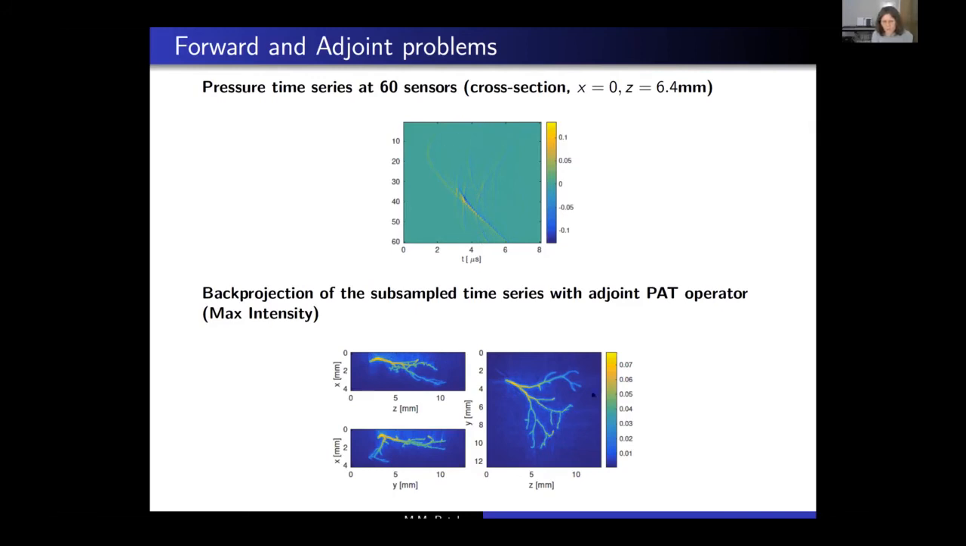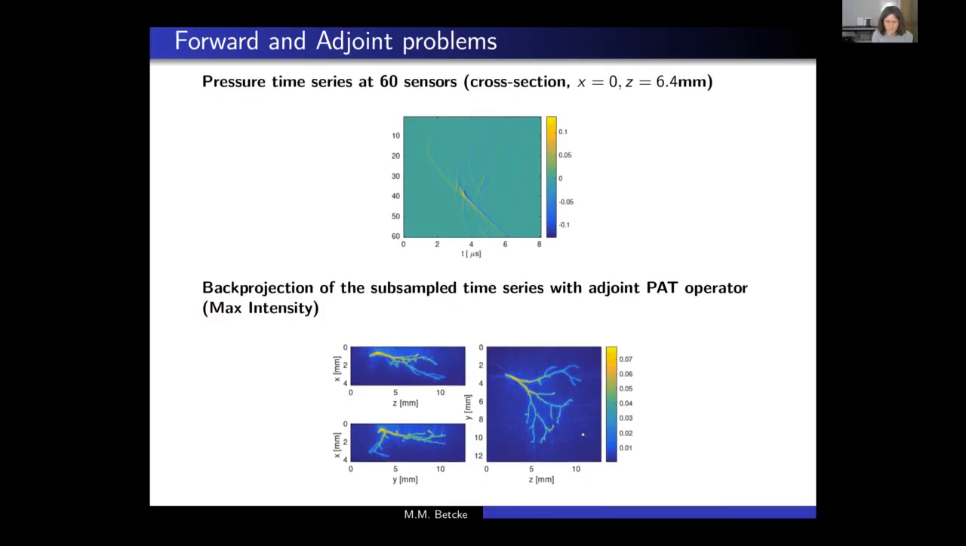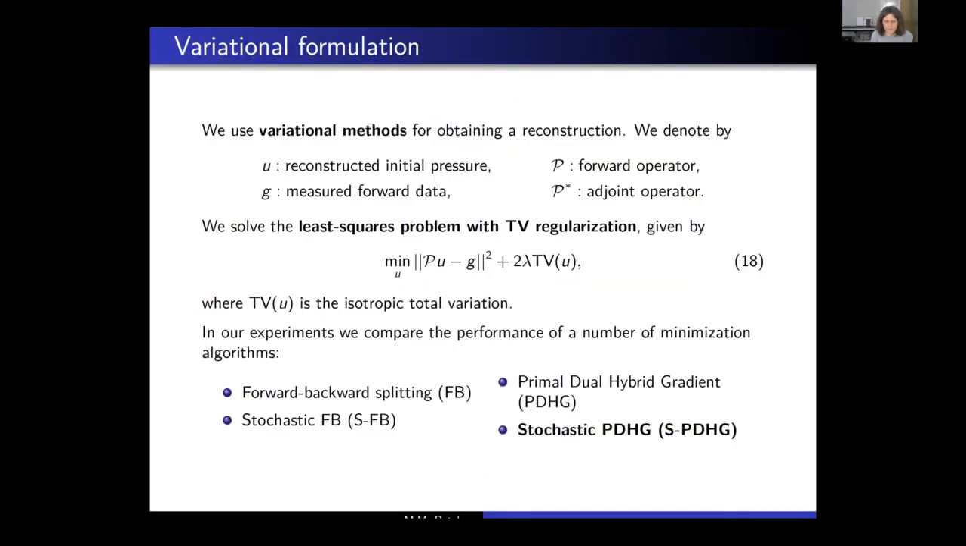Okay, so this is the back projection of this data. If you just compute the adjoint problem with the subsampled sensors only, this is what you get. You can see that there is quite a lot of noise, and a lot of shadow here between the detector and the actual structure. So that is the adjoint. There is some work to do for the reconstruction. We cannot just compute the adjoint and be done with it, essentially.